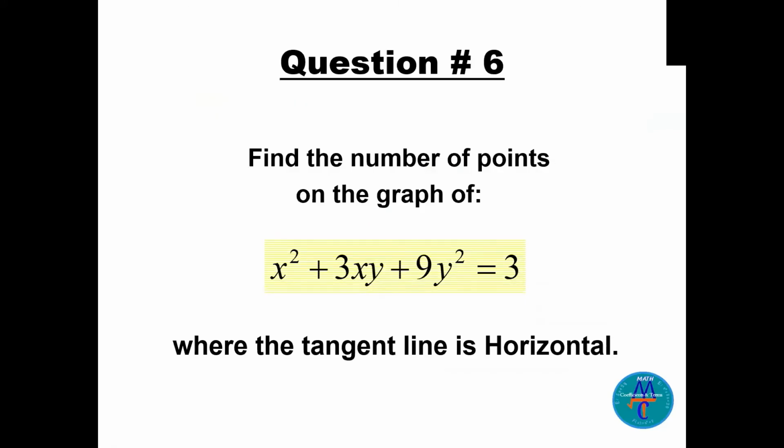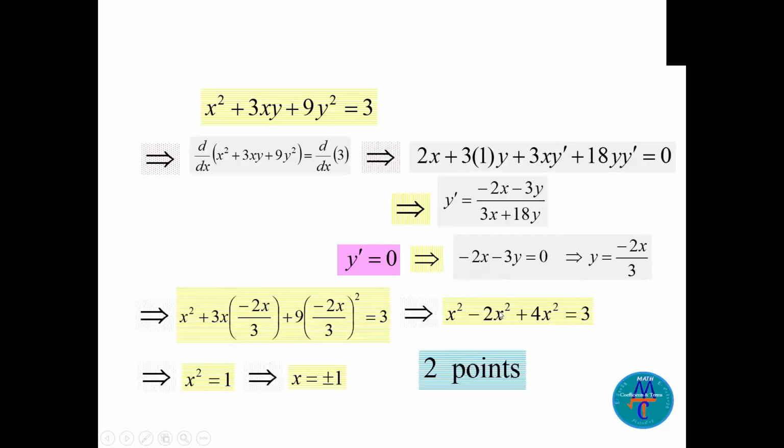Now, question number 6 is a nice question. Find the number of points on the graph of x squared plus 3xy plus 9y squared is equal to 3, where the tangent line is horizontal. So this is a graph here. We have to find the number of points. How many points? Maybe 1 point, 2 points, 3 points where the tangent line is horizontal. So what do we have to do?